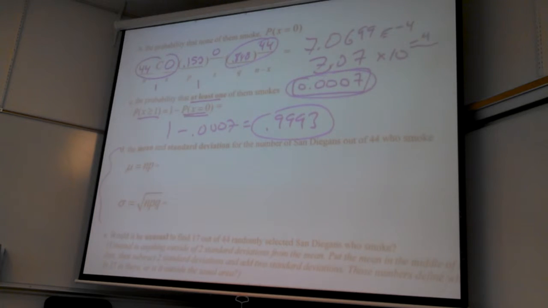So if I randomly select 44 San Diegans, it's almost guaranteed that at least one of them will smoke. You guys follow? But what was the probability somebody smokes? 15%, right? So that's a very low probability. But the minute I get like 42, then the probability at least one smokes is high. So that's related to the birthday thing that we did.